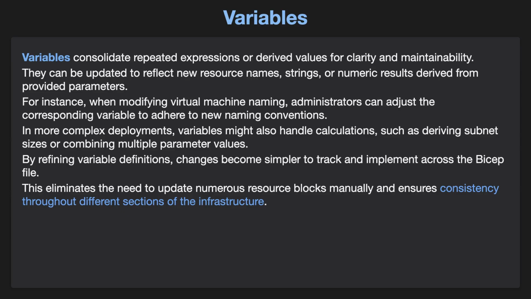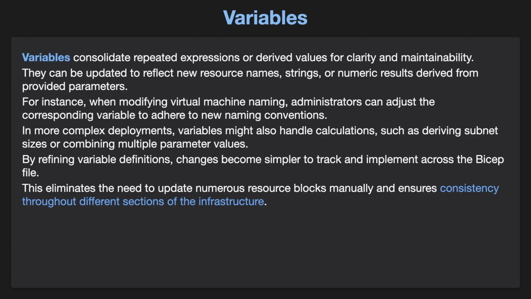Variables consolidate repeated expressions or derive values for clarity and maintainability. They can be updated to reflect new resource names, strings, or numeric results derived from provided parameters. For instance, when modifying virtual machine naming, administrators can adjust the corresponding variable to adhere to new naming conventions.